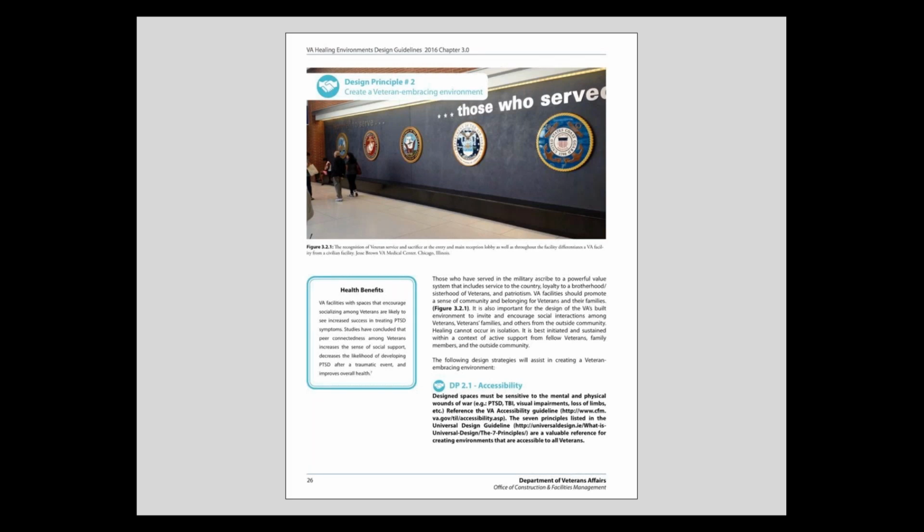Second design principle, create a veteran embracing environment. So people become vested, and I'm saying patients become vested, when they feel part of the facility. So we looked at ways to deinstitutionalize it, to allow for veteran personalization of the space through art, through being part of the design process, through, again, collaborating with VA personnel. Next.